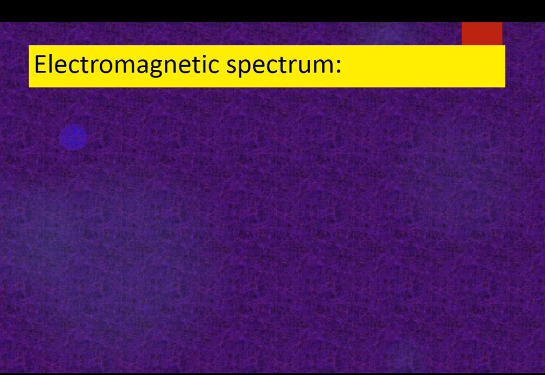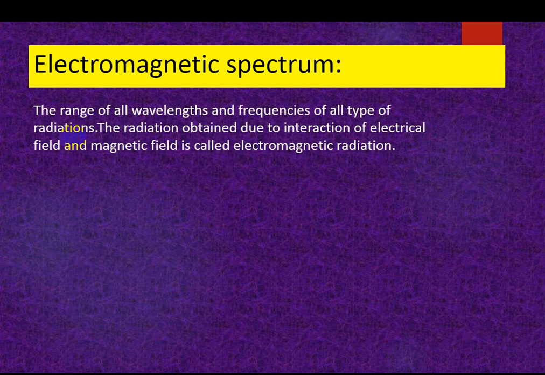Light, you have seen light. Light is an electromagnetic spectrum. Light, natural light, this is an electromagnetic spectrum. The range of all wavelengths and frequencies of all types of radiation is called the electromagnetic spectrum. The radiation obtained due to the interaction of electrical field and magnetic field is called electromagnetic radiation.